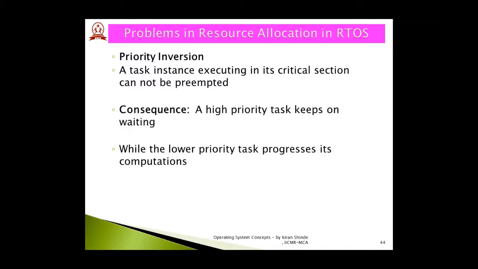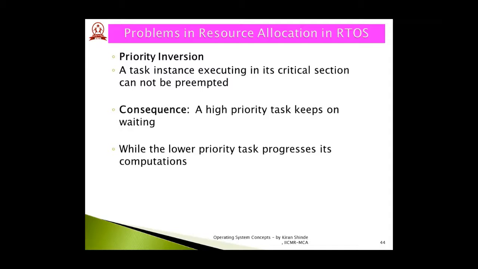A task instance executing in its critical section. Now I have again revised what is critical section. It's nothing but a shared portion or an area in your program or in your code, which is called a shared portion, wherein the object specified in that particular shared section can be accessed by multiple tasks or by multiple processes. That section is called the critical section. So a task instance executing in its critical section cannot be preempted. Why? Because it is already using that particular resource, right?